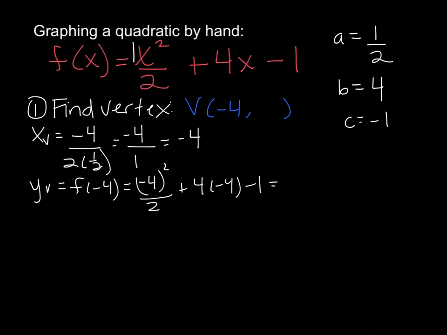We would have, I'm just going to come over here. I'm going to save this spot on the right for my graph. We have 16 over 2 minus 16 minus 1. So we really have 8 minus 16 minus 1. So we end up getting -8, so we have -9, okay, is the rest of my vertex. Okay, so let's see what we've got here. Let me make a little bit more room if I can.